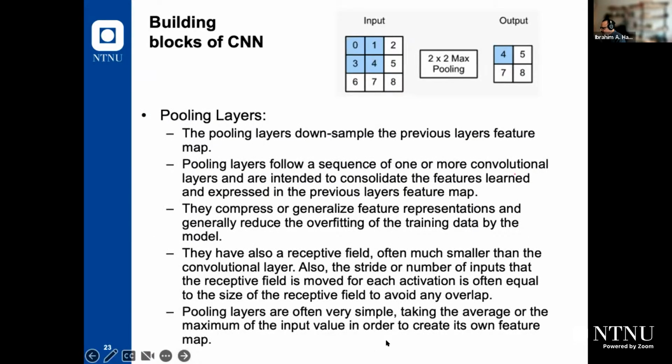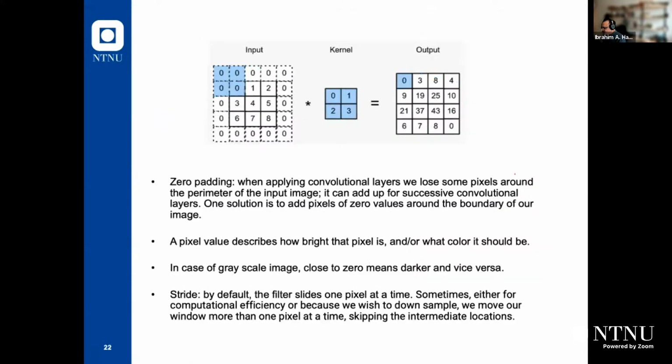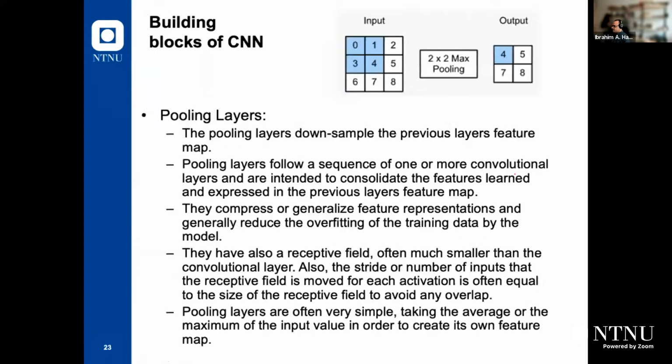So what about those pooling layers? When we apply pooling layers, we try to downsample the previous layer feature map. Usually we apply a pooling layer to a feature map, not to the input. If we go back here, we apply this kernel to an input image, correct? And we will get this feature map. Maybe this convolutional layer will be followed by a pooling layer, and the idea of the pooling layer is to downsample the previous layer feature map.